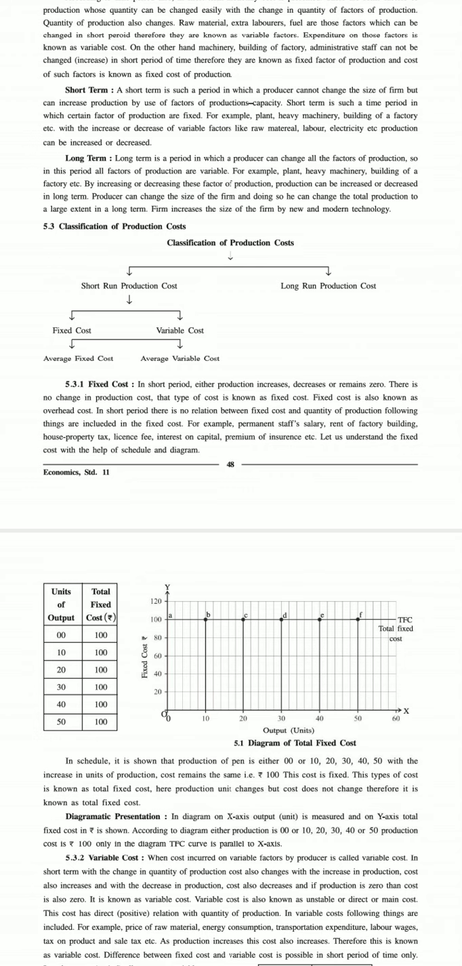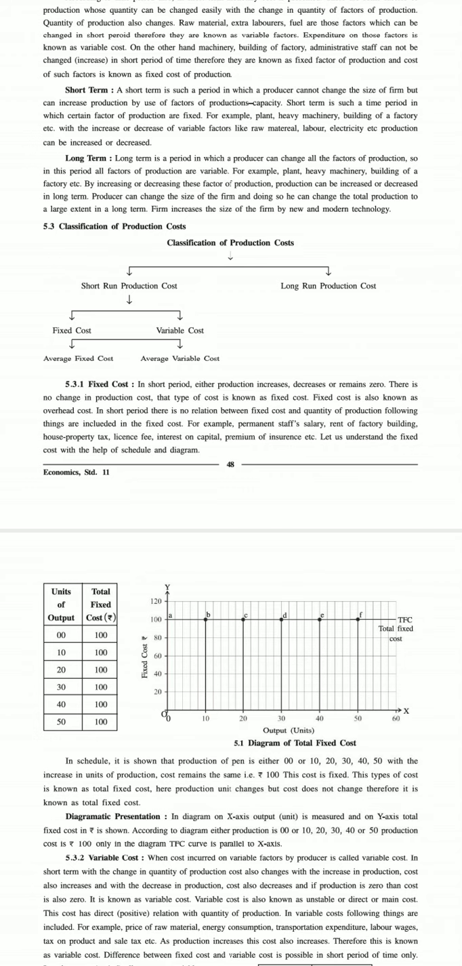There is an alternative name that can be used for fixed cost, that is known as overhead cost. So we can say that the fixed cost remains the same regardless of the production output. They do not change with the production levels. For example, the rent of a factory or a building, the house property tax, the interest on capital, these are all examples of fixed cost.